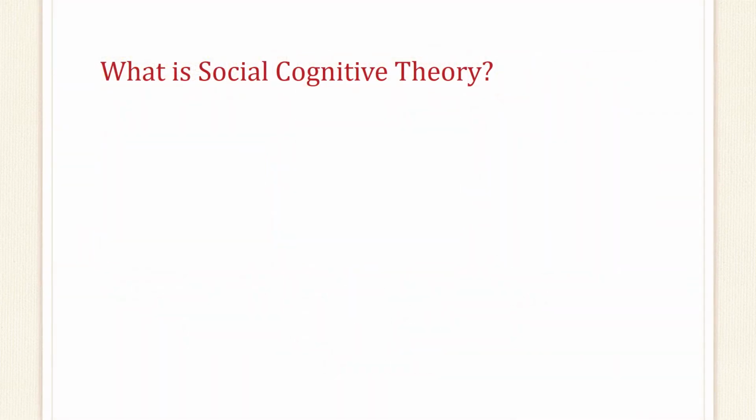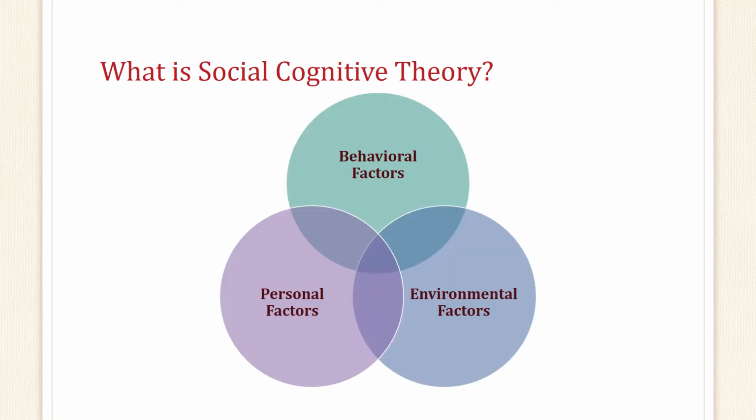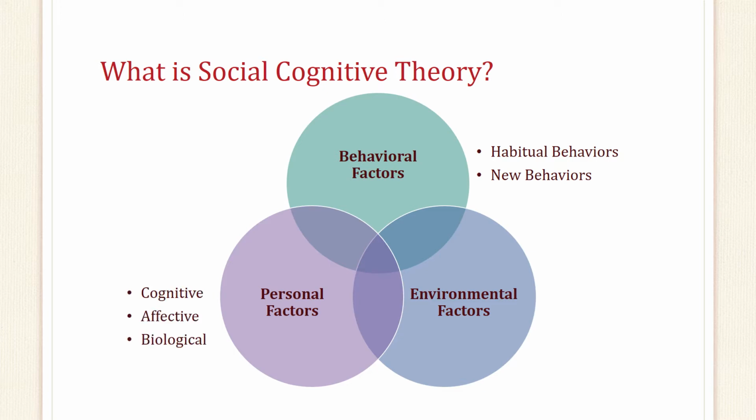Before we can discuss how we can use social cognitive theory to change eating behaviors, let's first briefly review the theory. In a nutshell, social cognitive theory says that there are three groupings of factors that interact to result in our behavior. First, we have behavioral factors, which is simply what we do. This may include habitual behaviors as well as new behaviors, among others. Second, we have personal factors. These factors are individual to each person and include cognitive, affective, and biological factors.